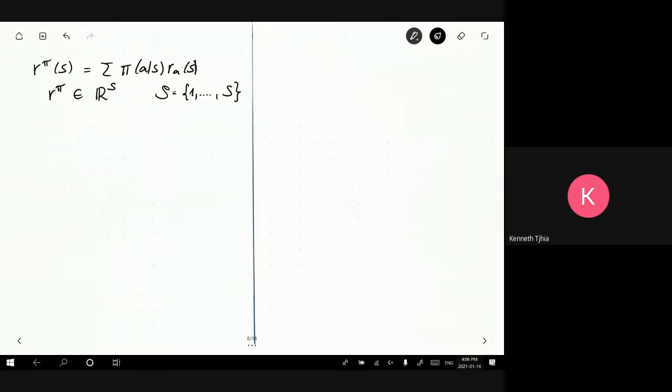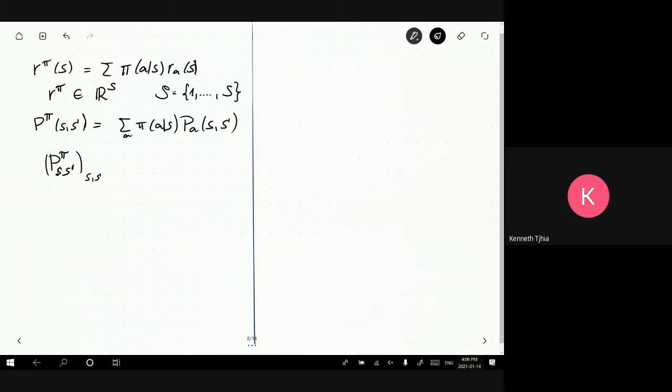Same with the actions. And then P of pi, I want to define it as the probability of seeing the next state S prime under the policy. I can pretend, by moving S and S prime into the indices, that this is a matrix. S is the row index, S prime is the column index. This is a stochastic matrix. It's an S by S matrix.